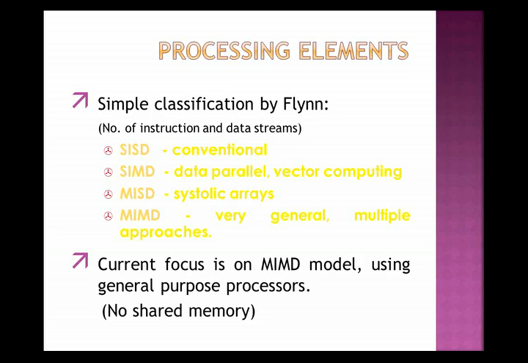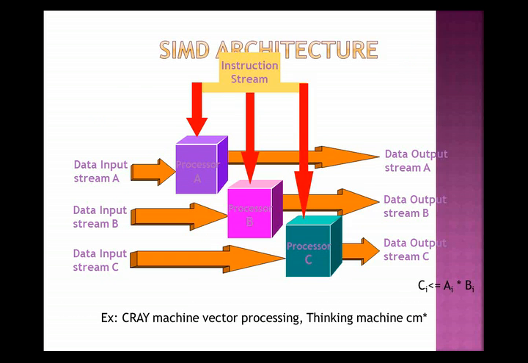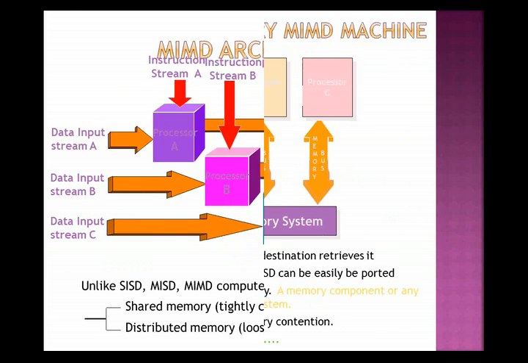Now what are the processing elements? One is SISD, one is SIMD, one is MISD, one is MIMD. These are the various architectures of SIMD, MIMD.